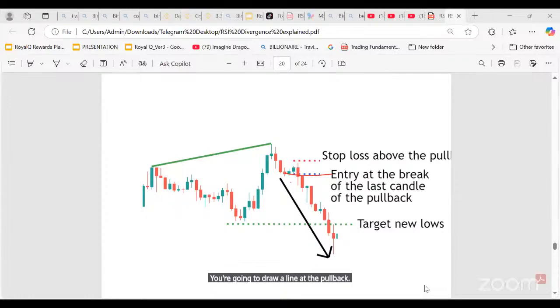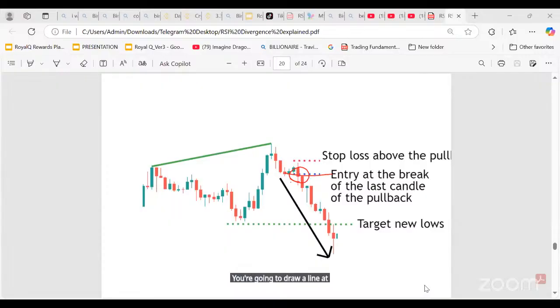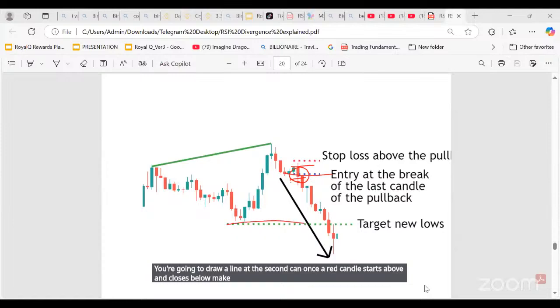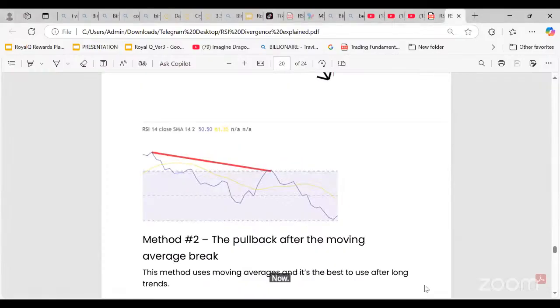So after the second candle, enter at the break of the last candle of the pullback. Okay? Once this breaks, closes below the second candle, make your entry. Meaning, you're going to draw a line at the second candle. Once a red candle starts above and closes below, make your entry. Take your profit at the support. I'm going to show you when I go practical. So that is the first thing.